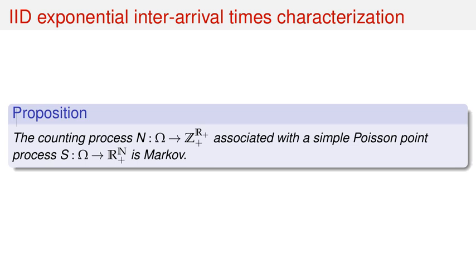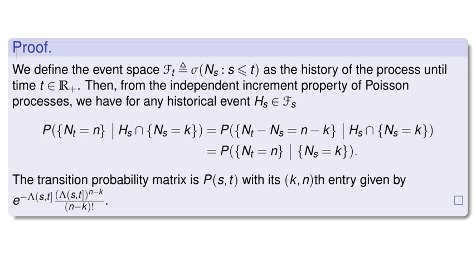Now let's move to a characterization involving IID exponential inter-arrival times. A proposition states that the counting process N associated with a simple Poisson point process S on the half line is a Markov process. For the proof, let's define the filtration F_t as the sigma algebra generated by N_s for all s less than or equal to t. This represents the history of the process up to time t.